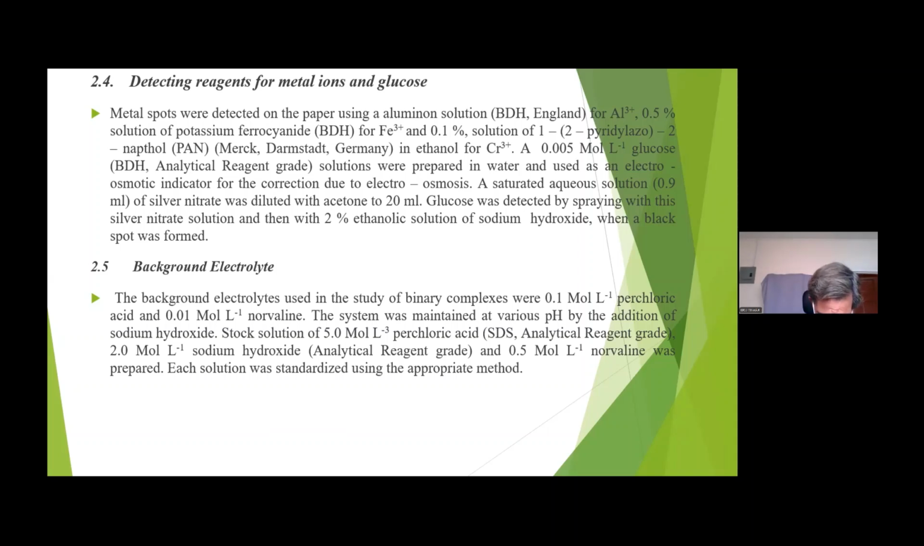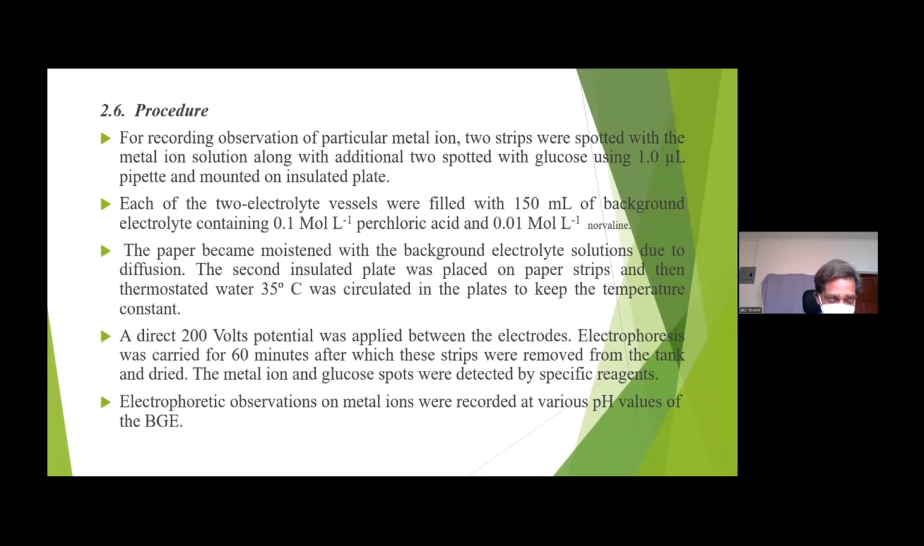Background electrolyte. The background electrolyte used in the study of binding complexes was 0.1 molar perchloric acid and 0.01 molar norvaline. The system was maintained at various pHs by addition of sodium hydroxide. Stock solutions of 5 molar perchloric acid, 2 molar sodium hydroxide, and 0.5 molar norvaline were prepared. Each solution was standardized using appropriate procedure.